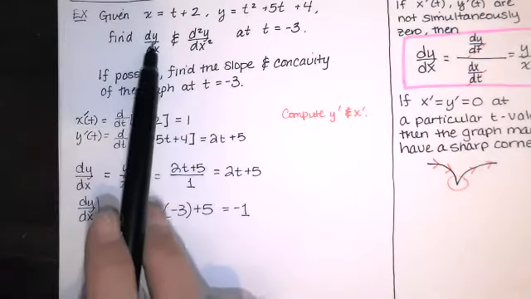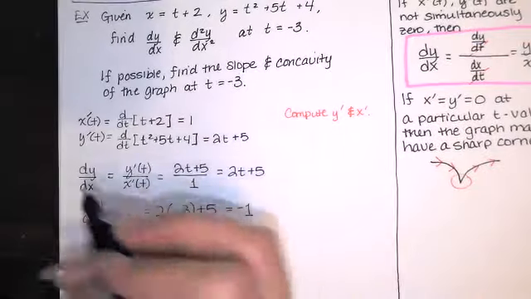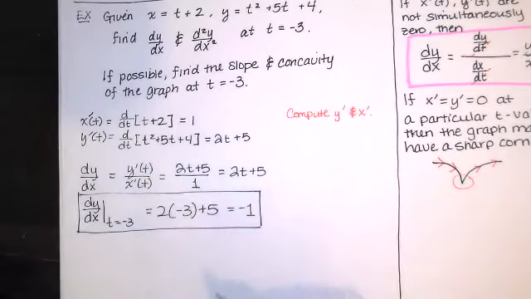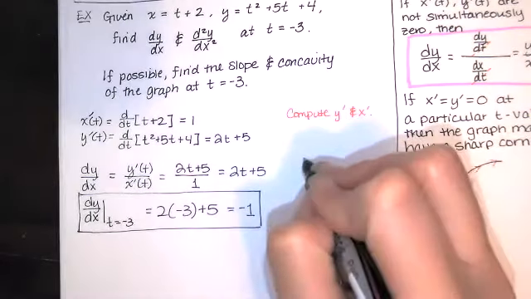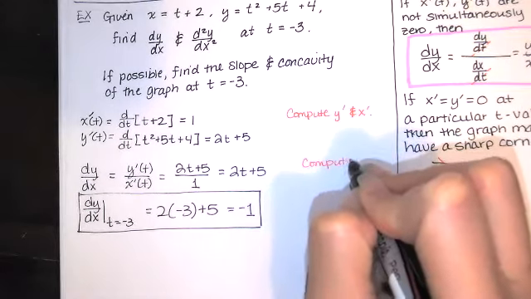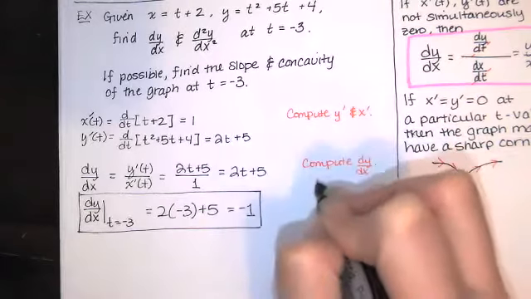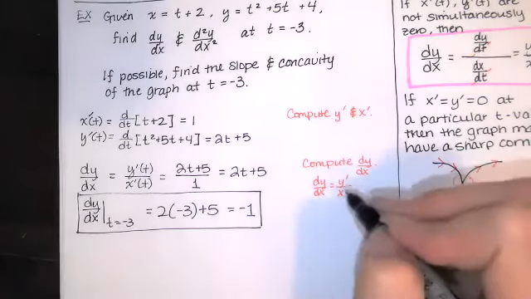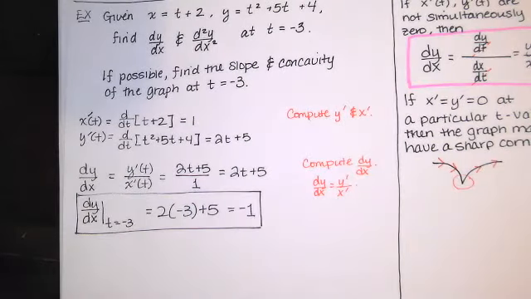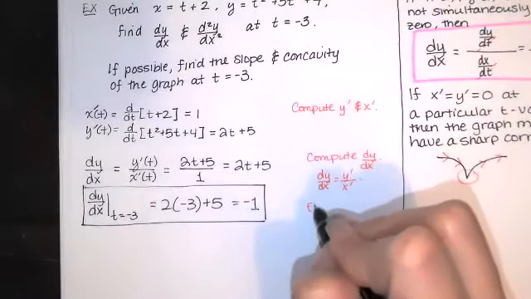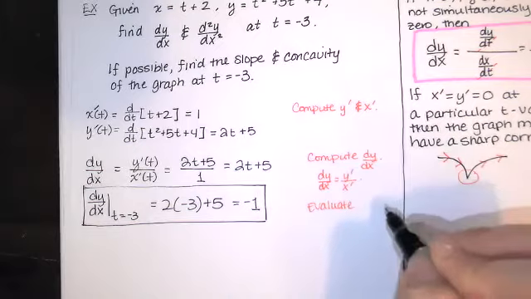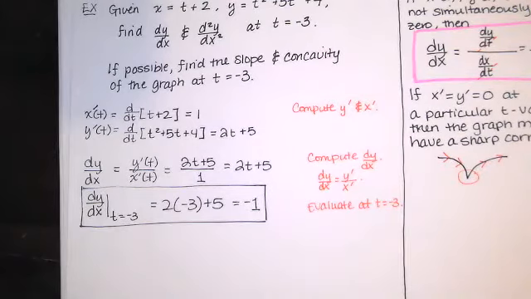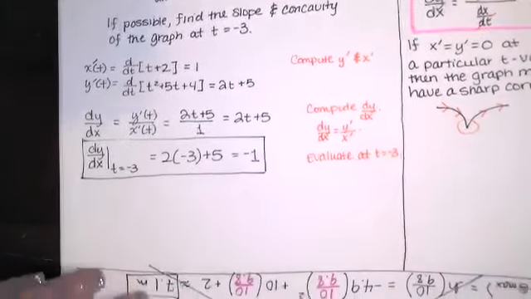So they asked us to find dy/dx at t equals -3. We did. First, we use the formula. We just computed y prime, we computed x prime, and we divided. And then we evaluated it at the given value of the parameter. Okay, cool.